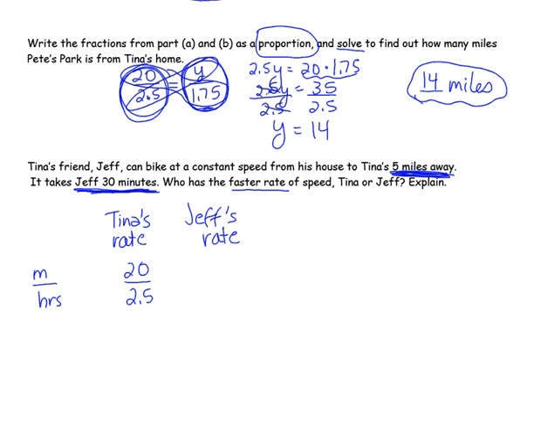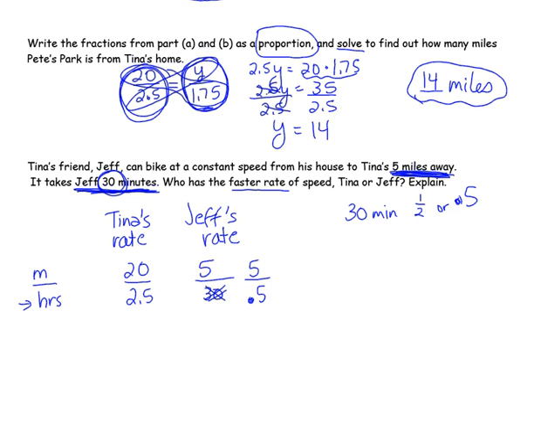So miles will be 5 and 30 minutes. Now I'm not going to use 30 right here. That would be incorrect because the minutes and the hours, you have to use the same unit of measure on both of those fractions. Since Tina's rate is given in hours, then Jeff's rate needs to be given in hours as well. And 30 minutes is equivalent to a half an hour, or 0.5. So we'll use 5 over 0.5.